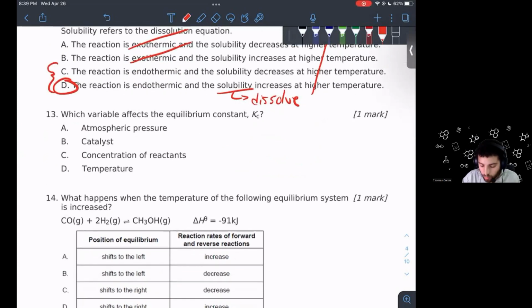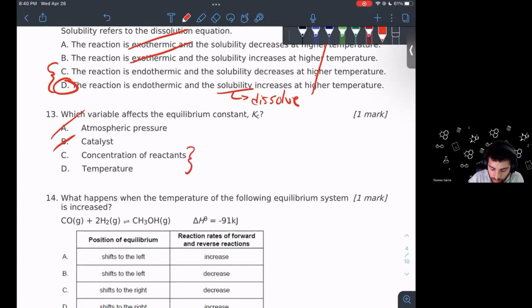Which variable affects equilibrium constant Kc? Now, this one's a little bit tough, but we definitely can eliminate some right away. Catalyst is gone. Atmospheric pressure may not be the pressure that we're doing our reaction at. We can be doing our reaction in a pressure chamber. The Haber process does its reaction in a chamber where they can control the pressures. So who cares about the atmosphere? And then we're stuck between these last two.